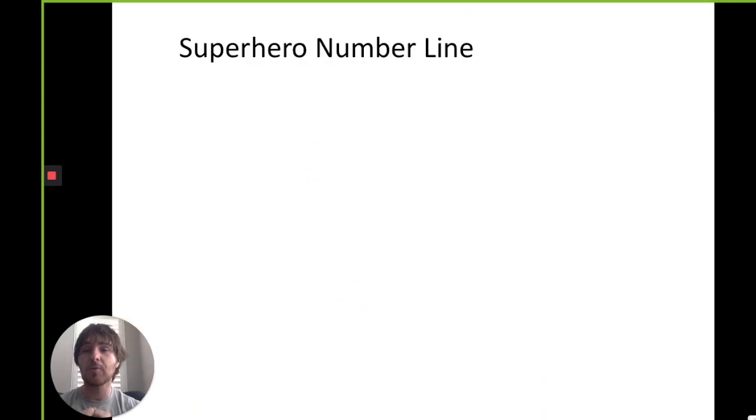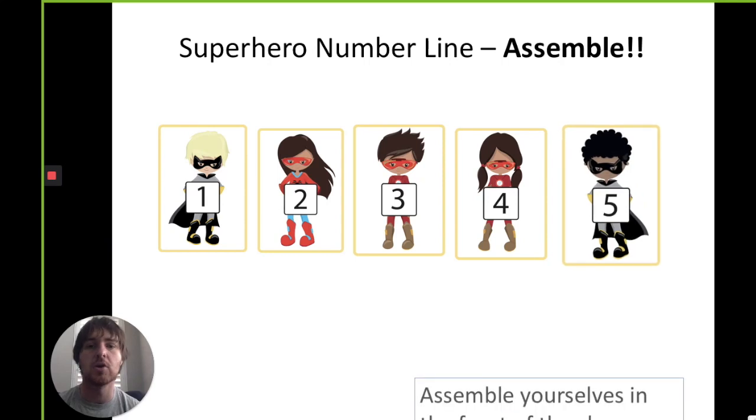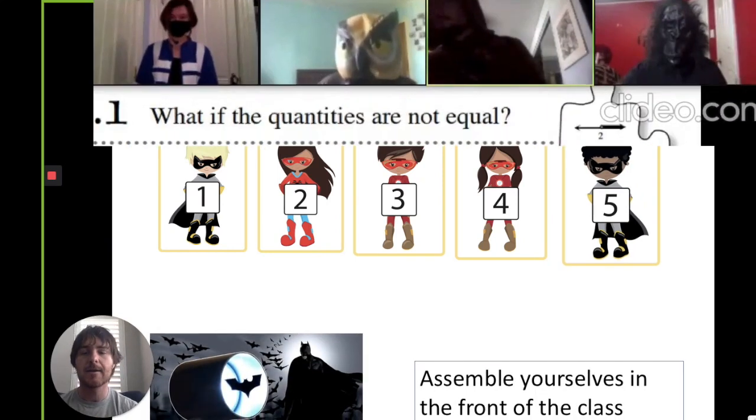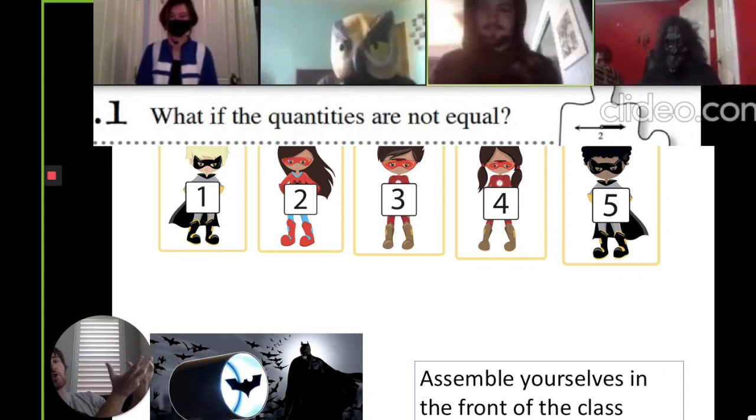Let's do this. In a normal year I do the human number line with my classes. This year, we're doing the superhero number line, because we have some volunteers. So superheroes, I put the call out. Come on here, assemble yourselves at the front of the class, and let's do this superhero number line right now. They're coming on up. Welcome, superheroes. Thank you for joining us today.